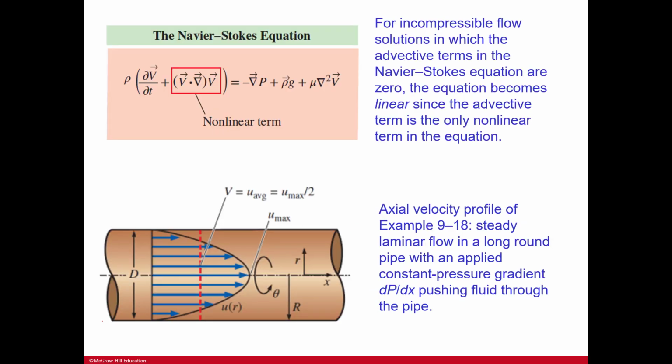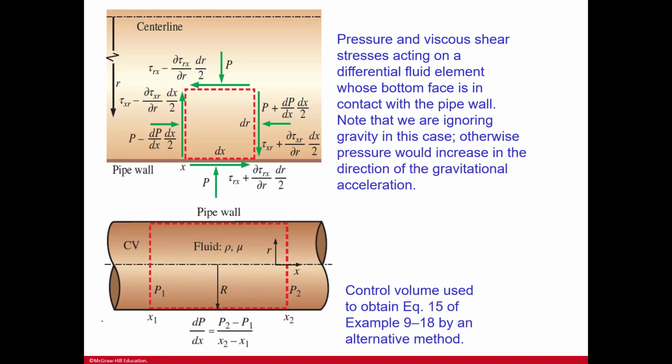Here is the Navier-Stokes equation as well in terms of incompressible flow solutions, in which the advective terms in the Navier-Stokes equations are zero. The equations become linear since the advective term is the only non-linear term in the equation. So if you take that out, then the rest of it becomes linear. Axial velocity profile, steady flow in a long round pipe with an applied constant pressure gradient pushing fluid through the pipe, so just the schematic there. And then here's another one, pressure and viscous shear stresses acting on a differential fluid element whose bottom face is in contact with the pipe wall.